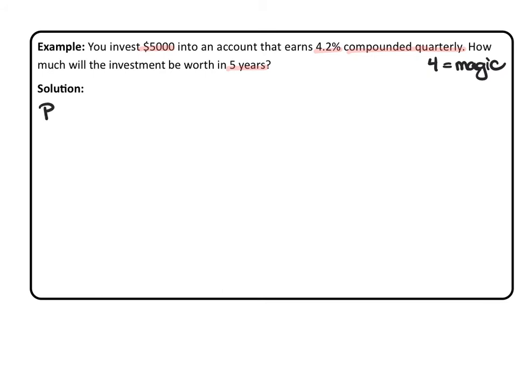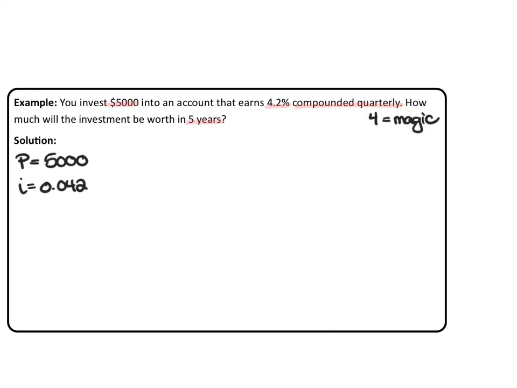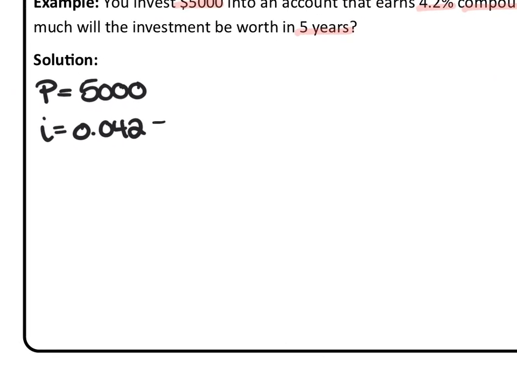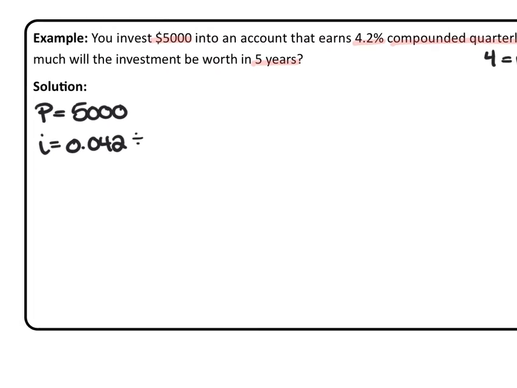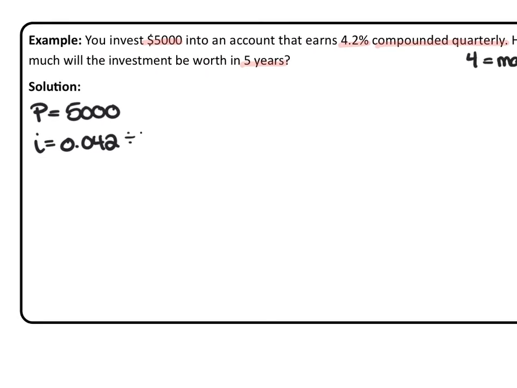So again, let's make our little list. P is our investment, which was $5,000. I is our interest rate, which is 4.2%. I'm going to put that into decimal form. And I'm going to divide by 4, which is our magic number. So 0.042 divided by 4, 0.0105. And then N, 5 years times 4 times a year is 20 times total.